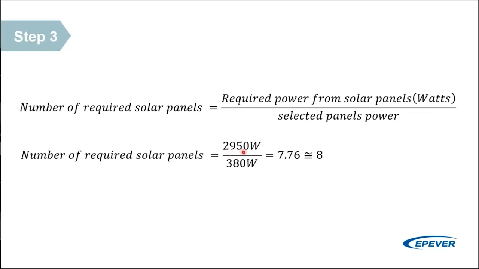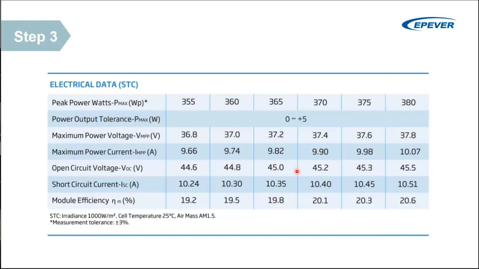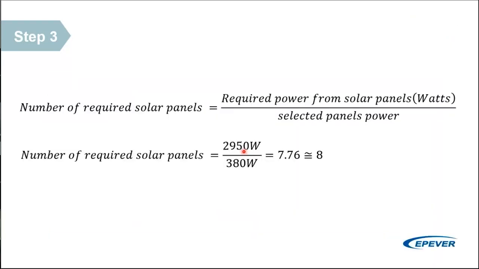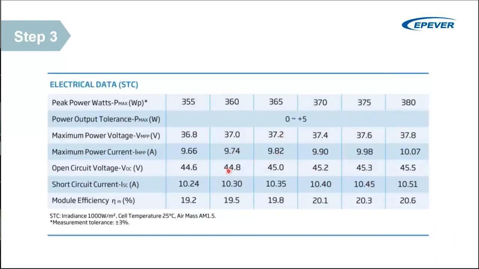I need 2,950 watts, and each panel provides me 380. So in general, I need 7.76 solar panels, which indicates that I need 8 solar panels in my system. So I know the number of panels that I need of this type, and you can see the short circuit current, the ISC, and open circuit voltage, or VOC, here. For this example, I have assumed that the nominal voltage of the panels is 24 volts.